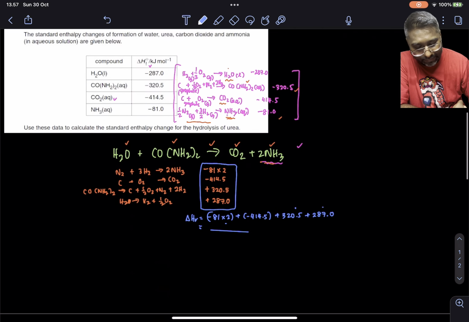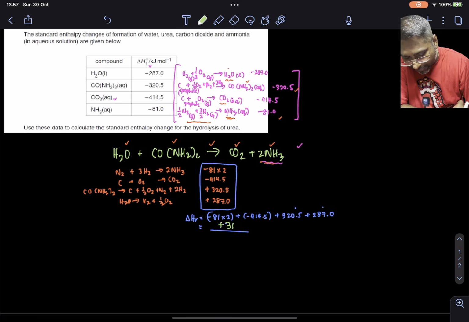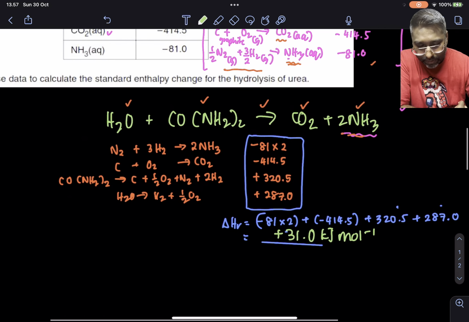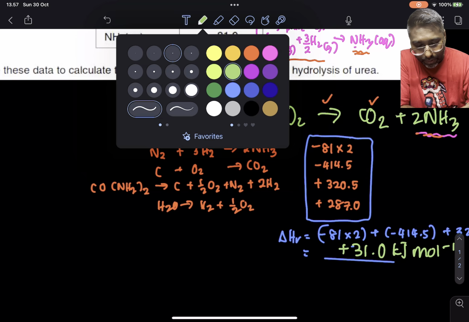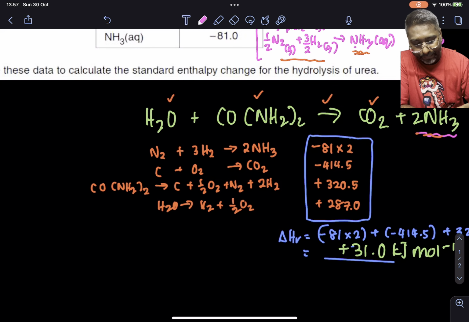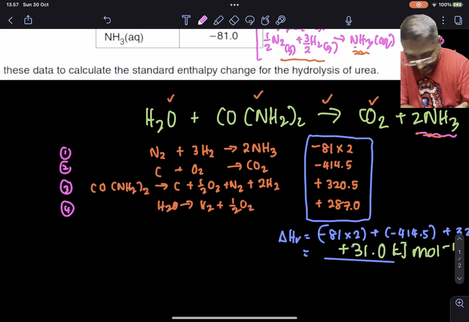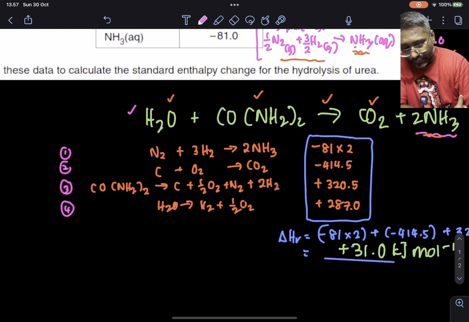So you will get the same value if you calculate, which is going to be positive 31.0 kilojoule per mole. This is going to be the rearrangement method. Basically the idea is, when you rearrange and add all these equations, equation number 1, equation number 2, and equations 3 and 4, the total equation will give you this particular equation.